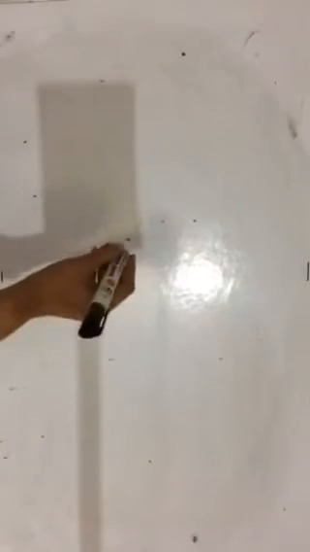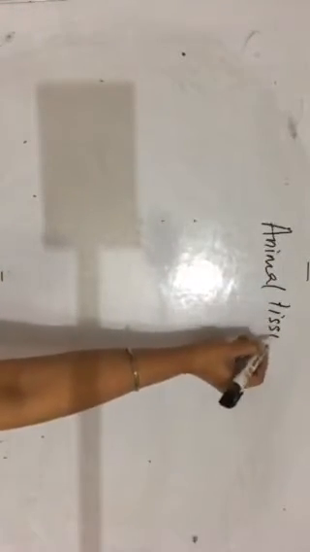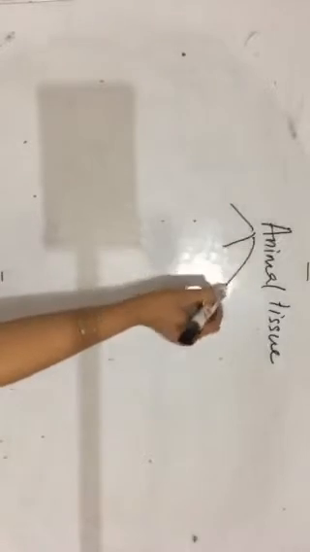Hello students, today we'll continue with the chapter tissue that we already started. In the last video we did plant tissue, and today we will deal with animal tissue. So coming to animal tissue, it is of four types.